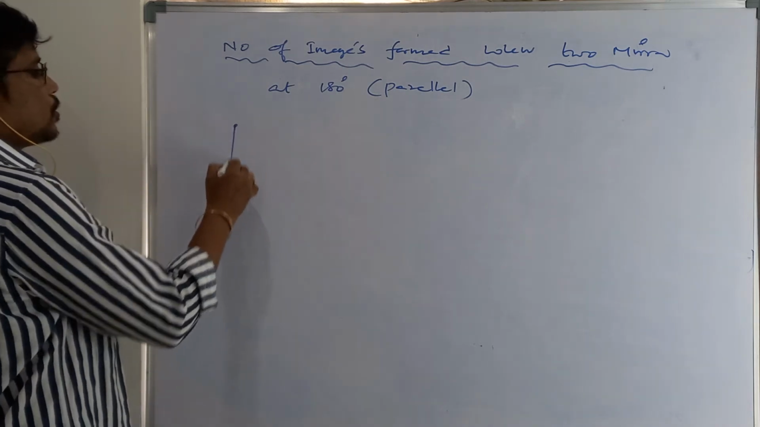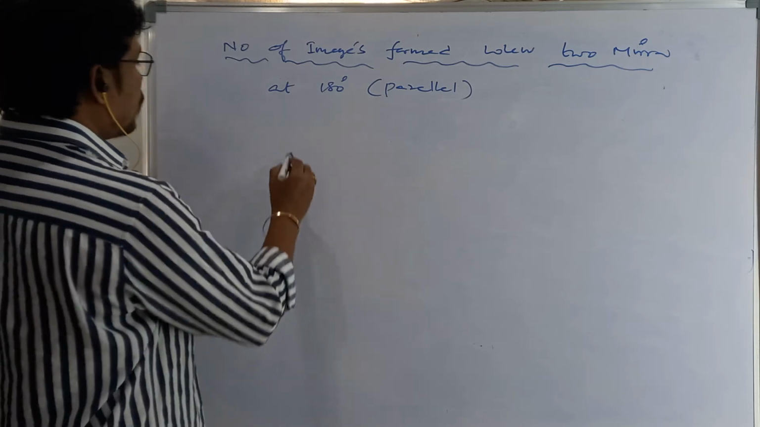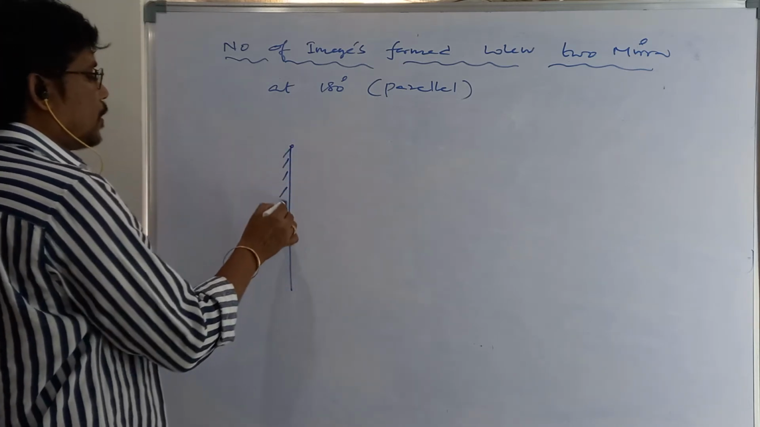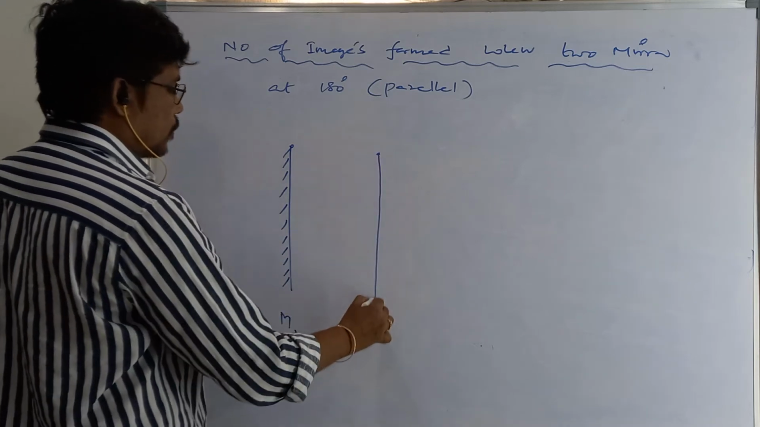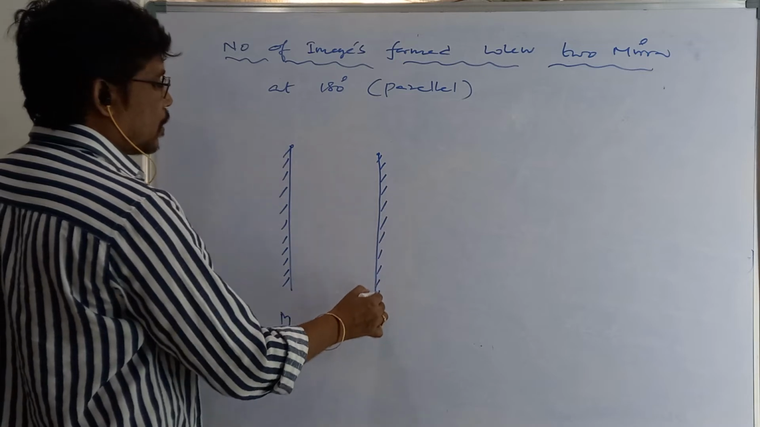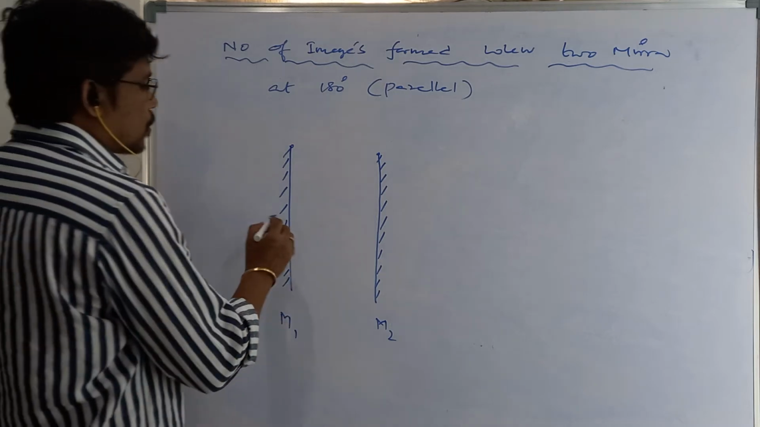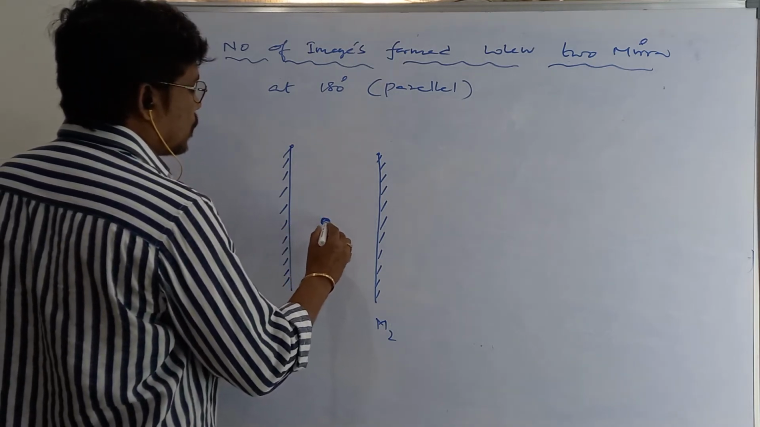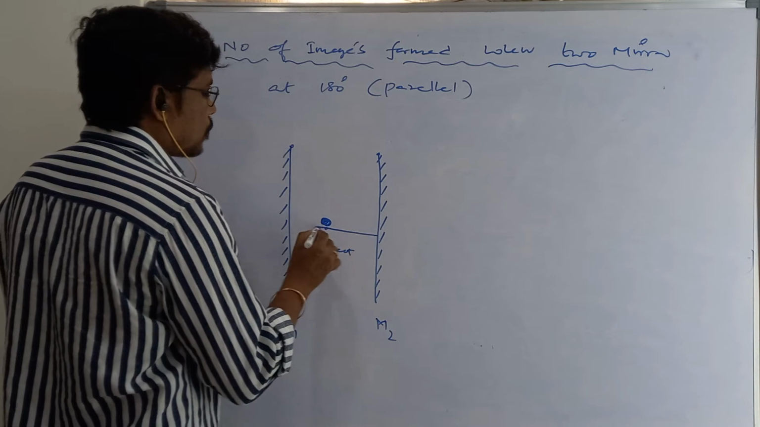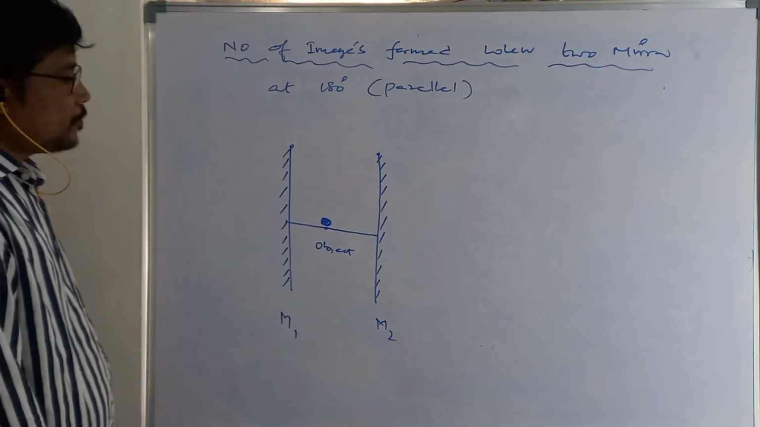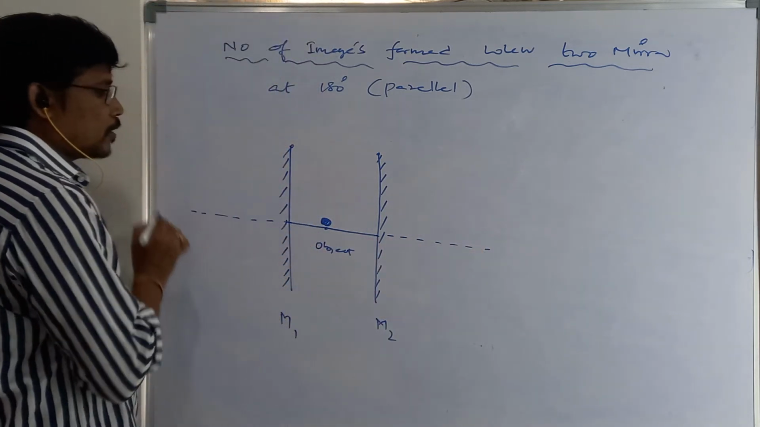That is parallel. Suppose this is the first plane mirror, mirror 1, and this is the second mirror. They are parallel. Now in this case, the object is placed here. This is the object. Now how is the image formed? Now if you consider like this, then it is formed like this.